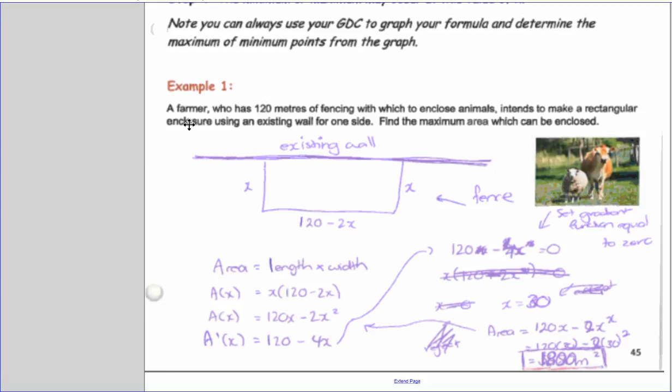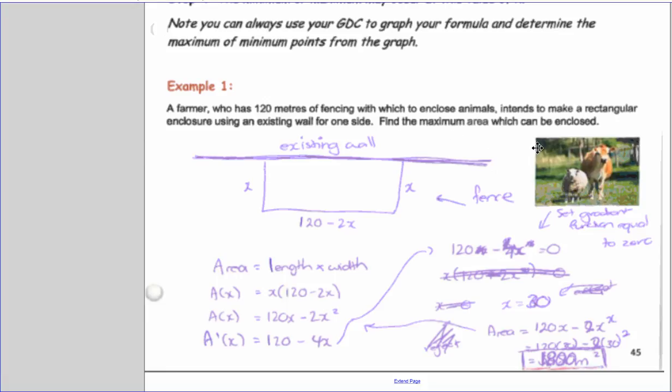And you can use calculus to work out what would be the maximum area of this little enclosure, or the minimum area, for example. So a farmer who has 120 meters of fencing, so like you can make a fence with 120 meters of wire fence, with which to enclose animals, intends to make a rectangular enclosure using an existing wall on one side. So that's why the fence is only this part, and this part. This part's just already a wall. So he only needs to use his fencing for this length, and this length. Find the maximum area which can be enclosed.